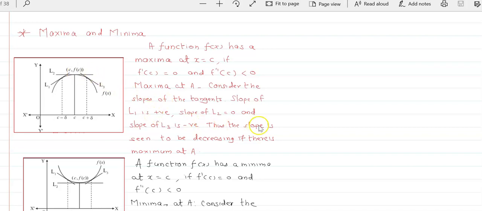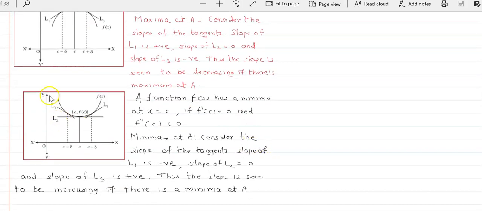Thus, the slope is seen to be decreasing as there is maxima at A. First it is positive, then 0, then negative. The slope of line L1 is positive, L2 is 0 and L3 is negative. When this happens, the function is said to have a maxima at the point A.